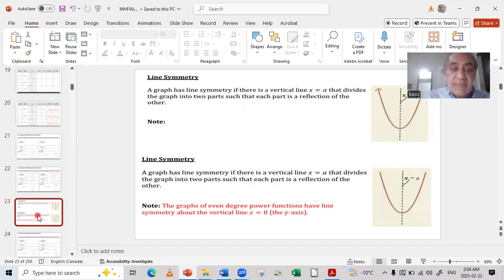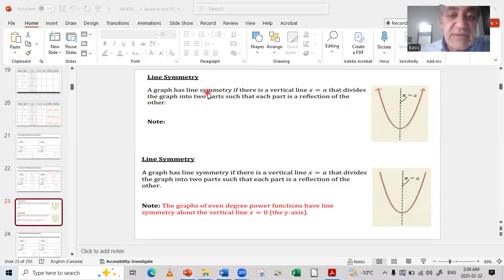What about the line symmetry? Line symmetry is like what you see in front of you here. A graph has line symmetry if there is a vertical line, x equals a, and that divides this graph exactly into two parts, exactly like twins. This part is exactly similar to this part. That we call symmetry, S-Y-M-M-E-T-R-Y, symmetry. It means similar.